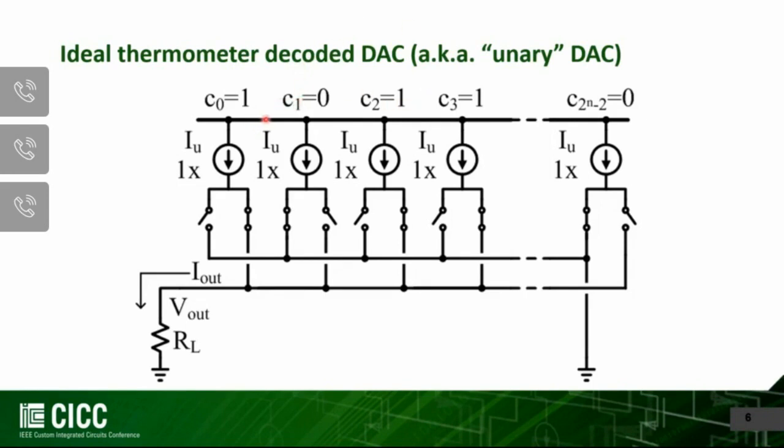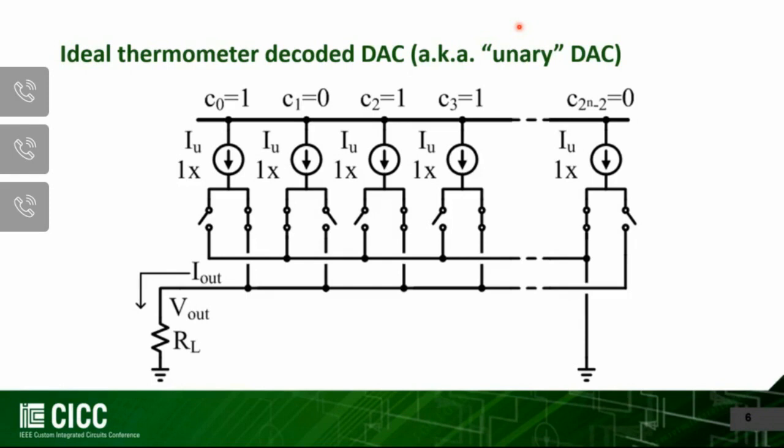A thermometric code representation has as many ones as the value of the input code. If the input code is 5, then the thermometric code has 5 ones and all other bits are 0. If the input code is, let's say, 56, then the thermometric code has 56 ones and all others are 0. So if the input code is 5, then 5 unit currents are steered into the load and all others go to the ground. If the input code is 56, then 56 unit currents are summed into RL and all other currents are steered to the ground, and so on and so forth.